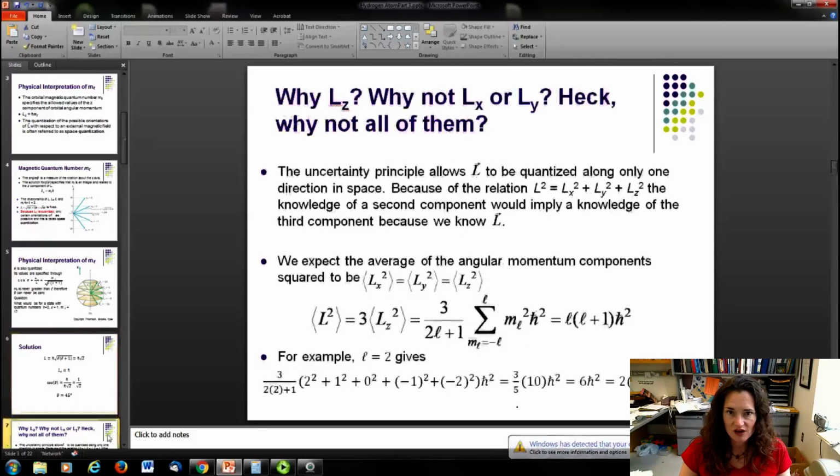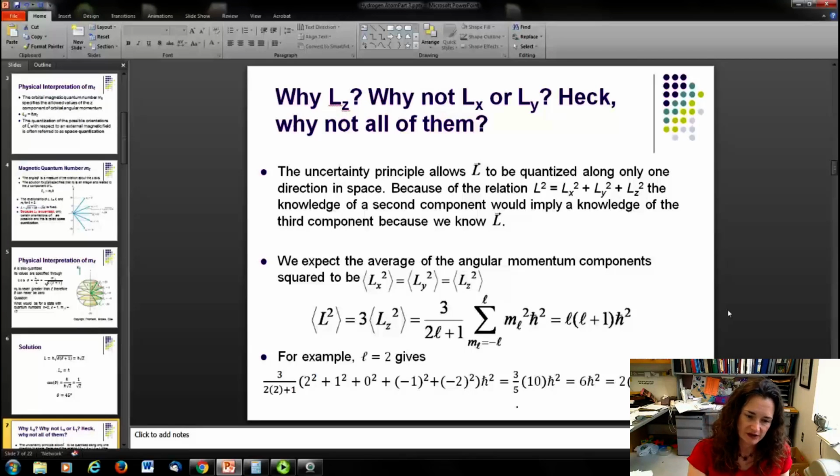Well, you might be asking yourself, why z? I mean, what's so special about z, right? Why not x or y? Heck, why not all of them? Well, z is somewhat arbitrary. We really could pick x or y, and then it would just be the restriction on Lx or Ly. But the thing is, we can't pick all three. Heck, we can't even pick 2.